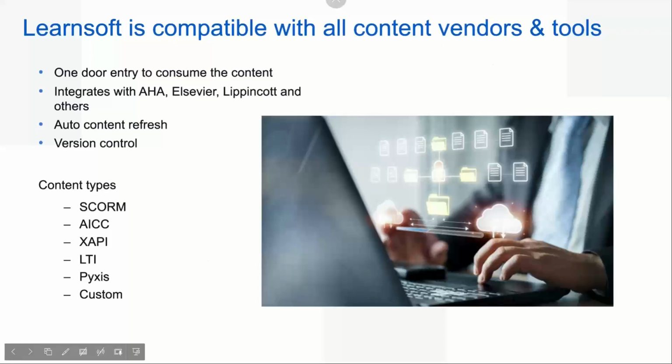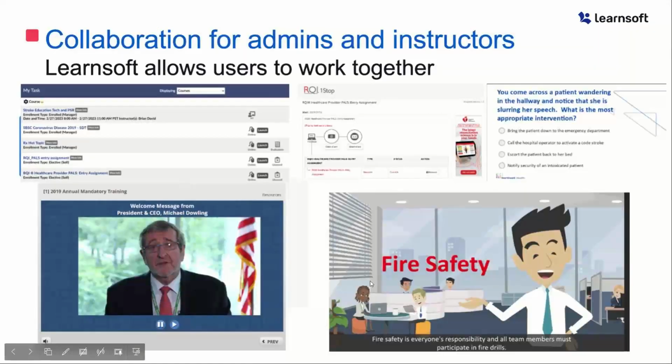So LearnSoft provides the collaborations for the admins and the instructor. The administrators have an option to upload that. They can bulk upload those contents coming from third-party associations, and then they can deploy it based upon the user attributes. The user can get that in the My Task list so that they just have to click on a launch button. Whether the content comes, for the example which I'm showing you here is RQI One Stop, and I can complete my ACLS, the BLS, and the PALS.